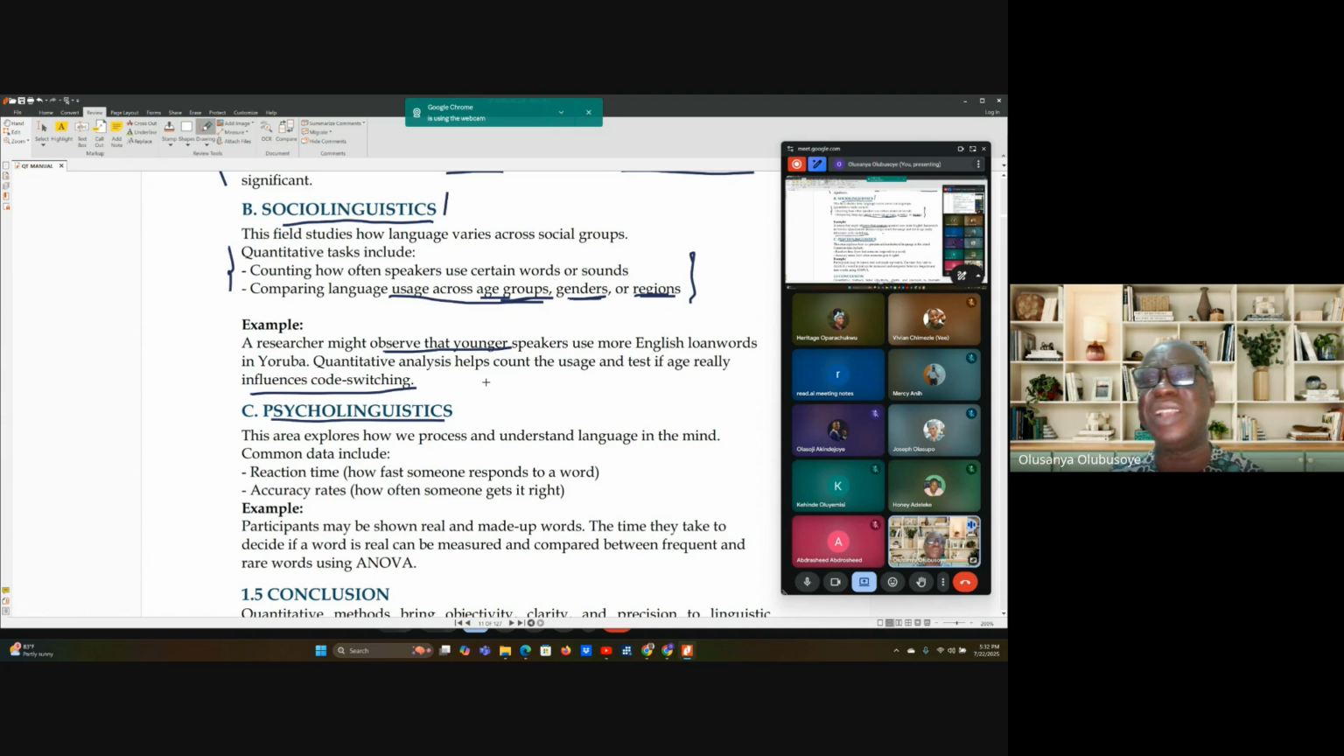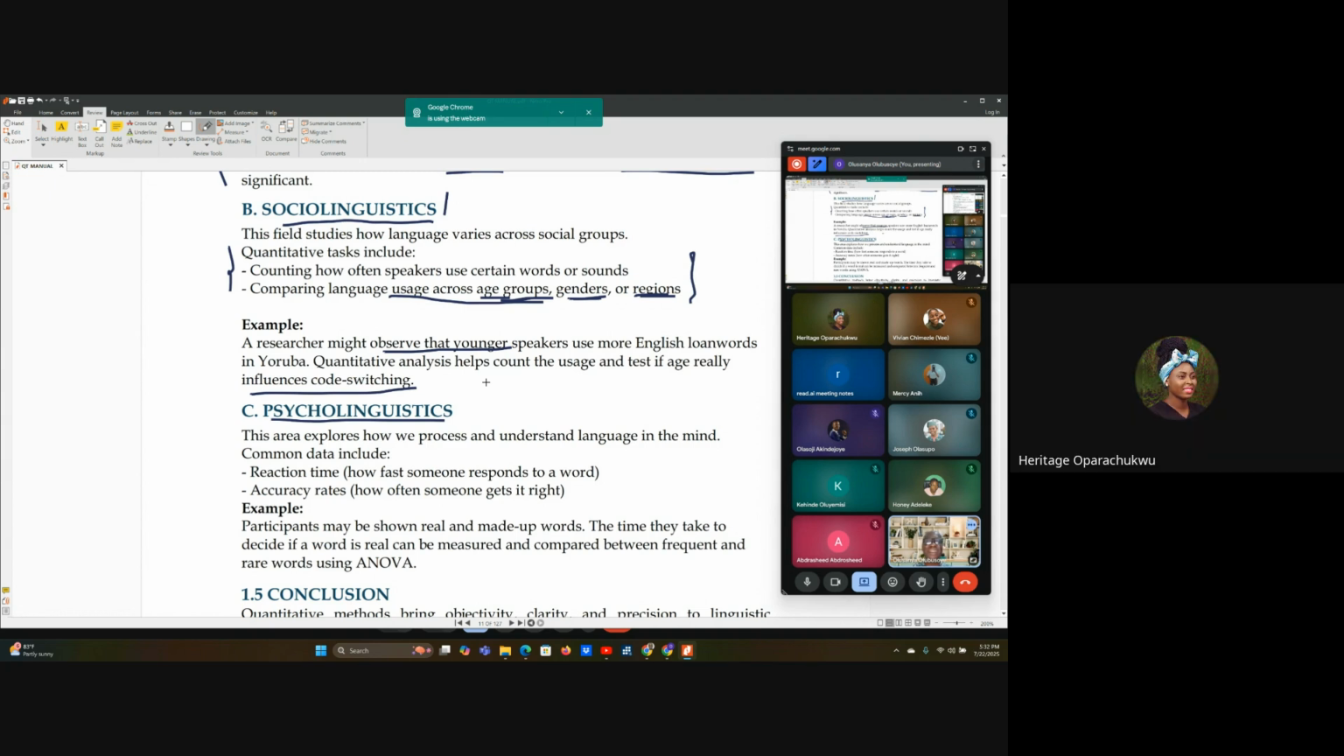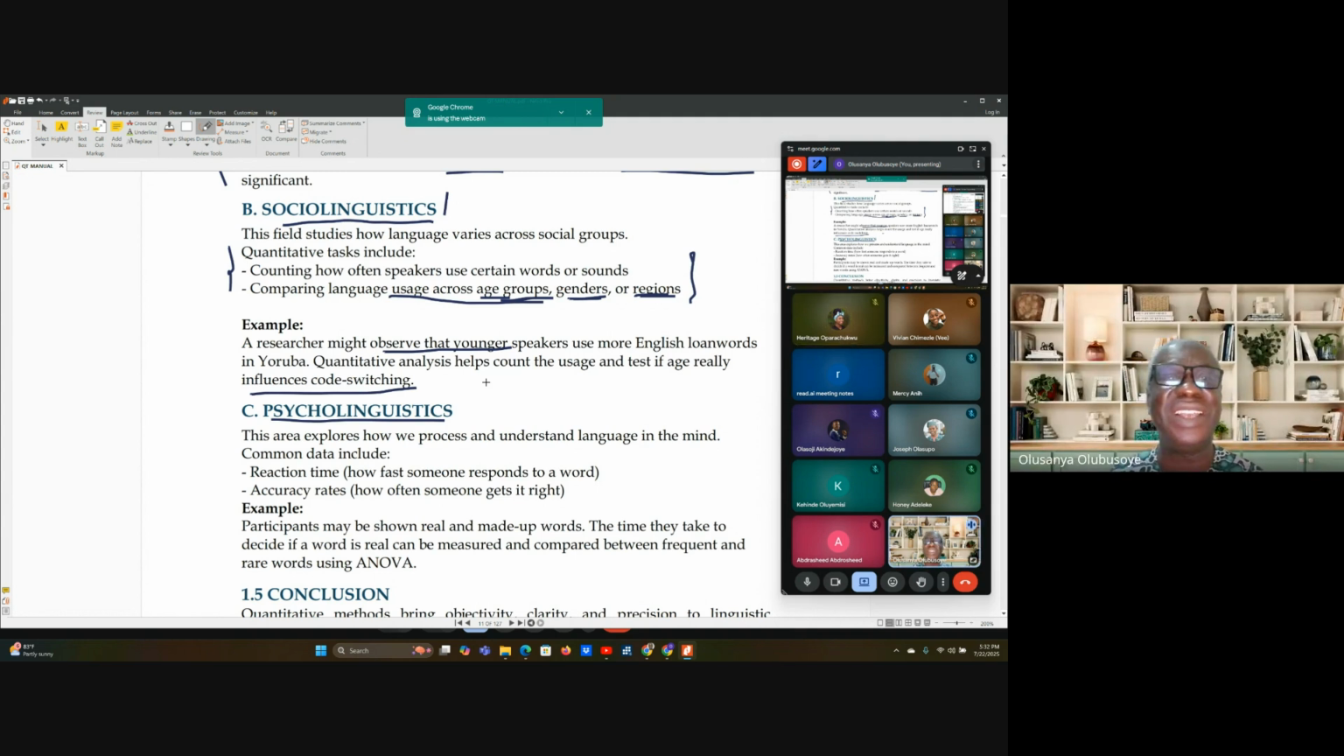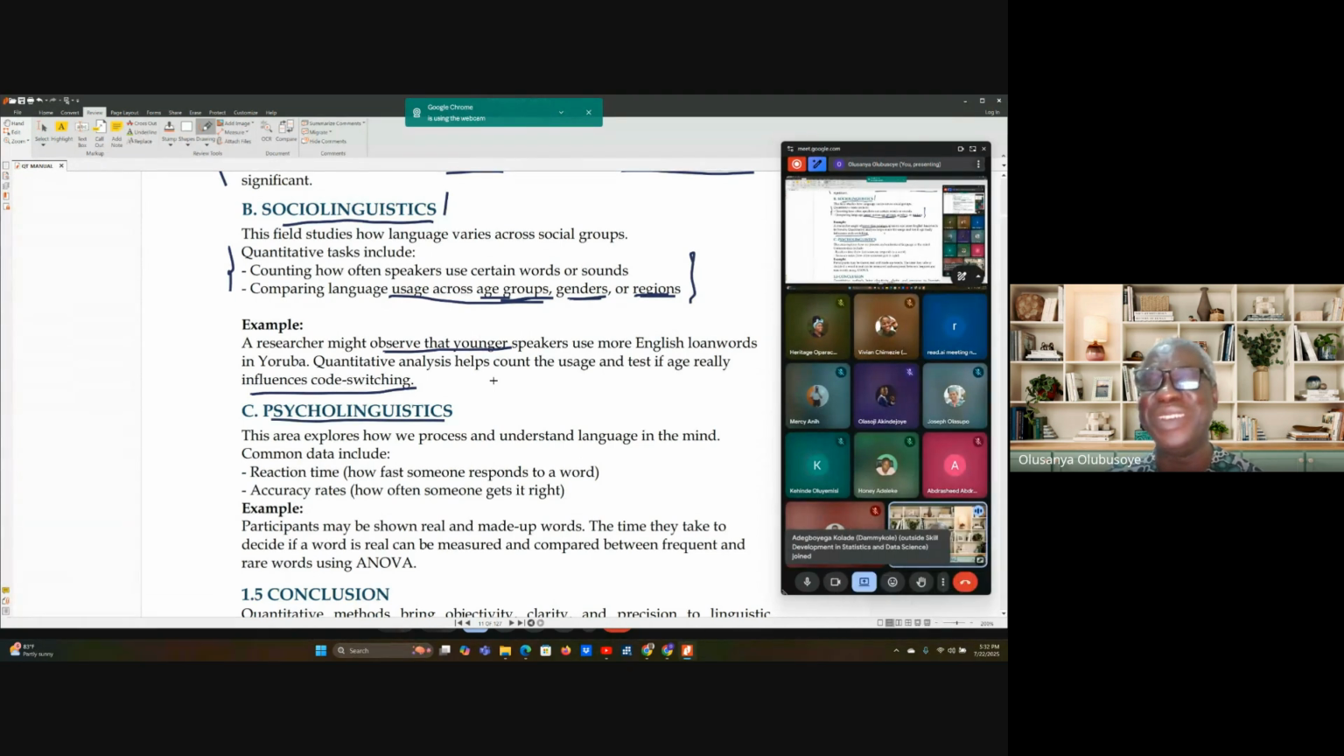Have you ever done something around that, Heritage? No, sir. So that's a potential research issue. One could even go to primary, to nursery, to some secondary school. You see prevalence of code switching, even among government officials and so on.